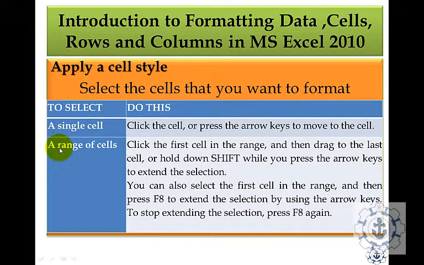And second, for a range of cells, click the first cell in the range and then drag to the last cell, or hold down Shift while you press the arrow keys to extend your selection. You can also select the first cell in the range and then press F8 to extend the selection by using the arrow keys. To stop extending the selection, press F8 again.